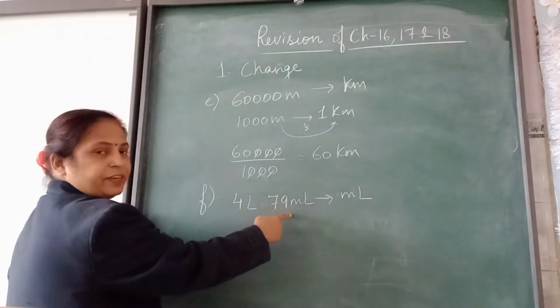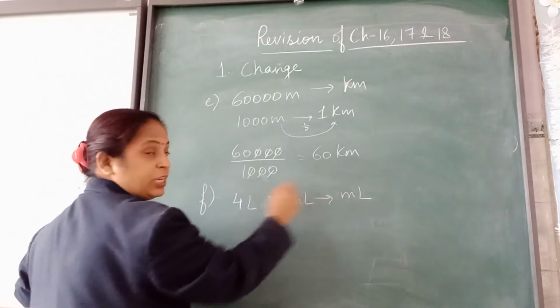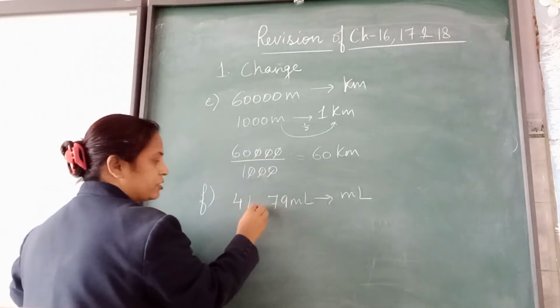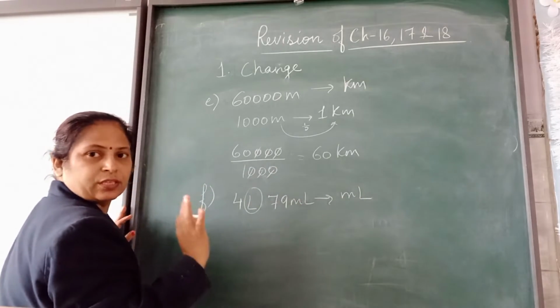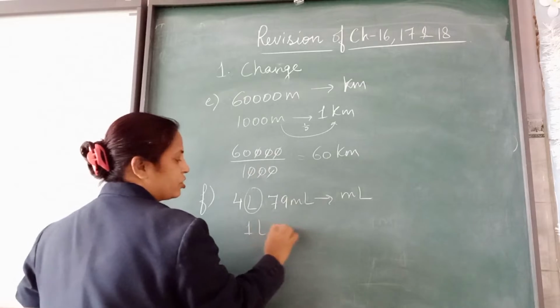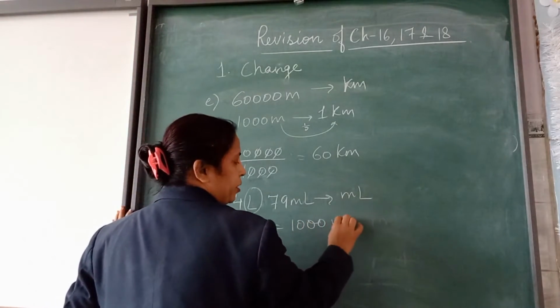Now 4 liters, 79 milliliters. You have to change it to milliliters. Now here only this part is the liter part. This is already in ml, no need to do anything. Only just addition. So 1 liter is equal to 1000 ml or milliliters.